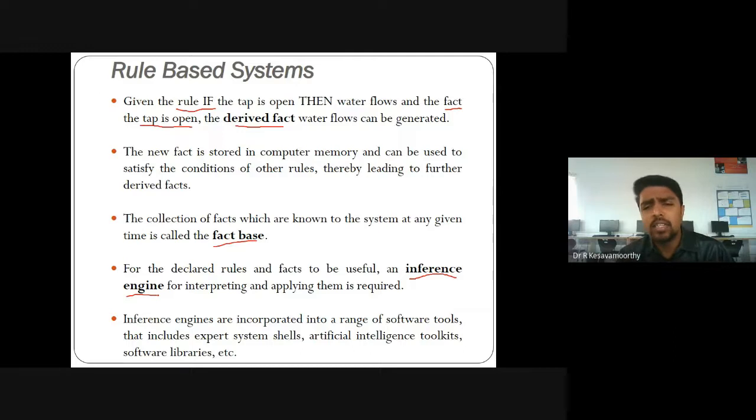This inference engine will be a kind of software. We can incorporate that into some software. There are toolkit software libraries actually available to create an inference engine. And if we want to create an inference engine, it has to start with writing rules for the particular system. And these rules, as I said, will not be generic, they will be specific to applications.